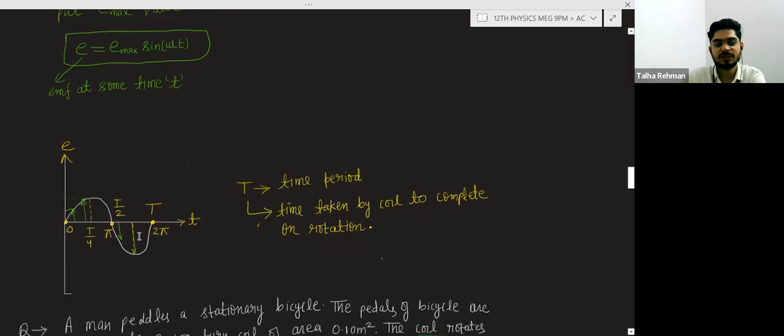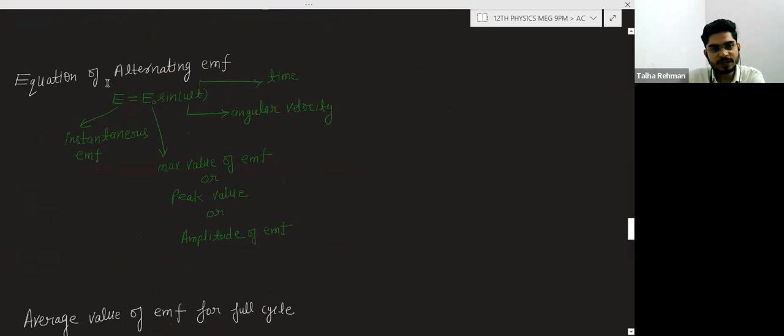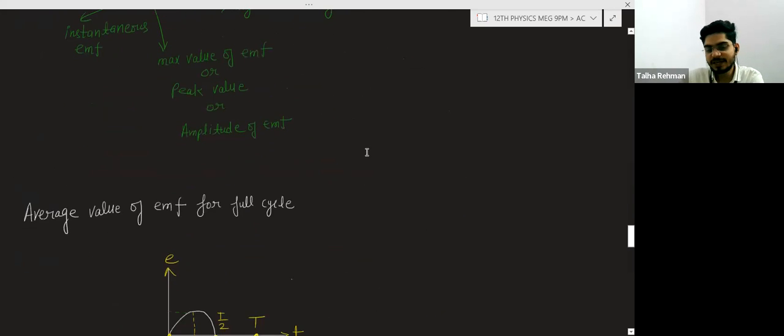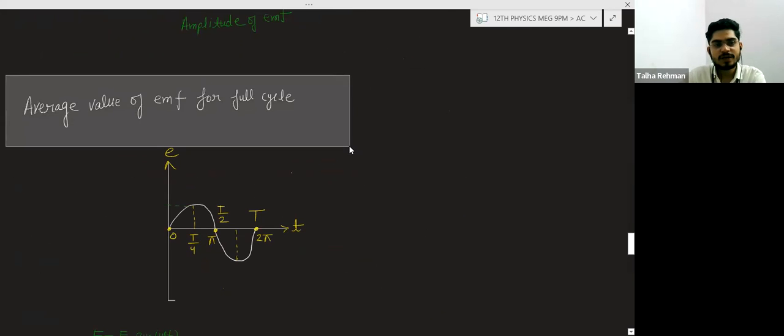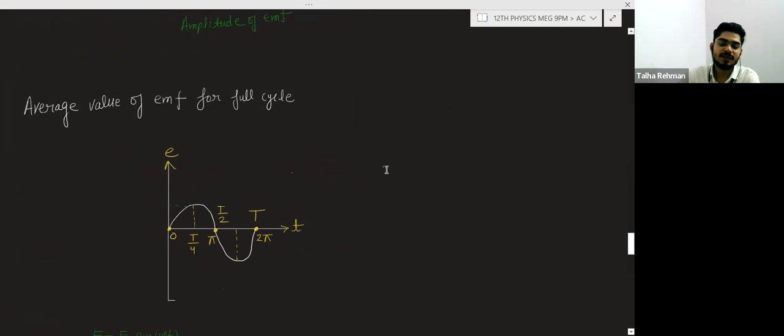I have told you in the first class. So the equation of EMF you should know: E equal to E naught sine omega t. After that I calculated the average value, because if something is changing with time, say after 5 seconds the value is something, after 6 seconds the value is something, and I ask what will be the EMF between 0 to 5 seconds, we cannot tell because that thing is changing with time. So in that case, we will calculate the average value.